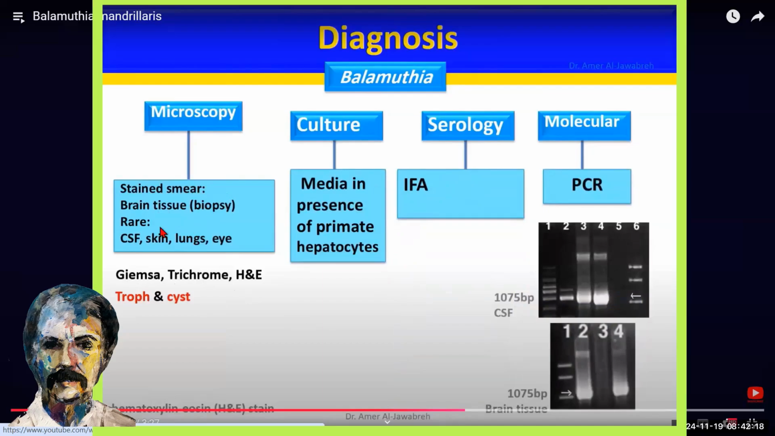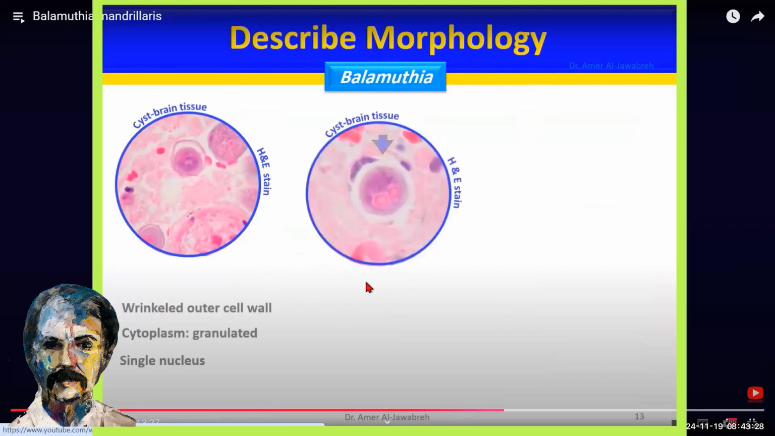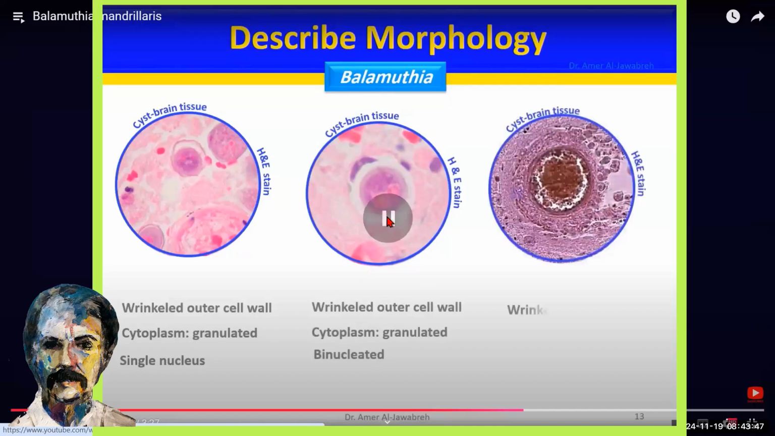Brain tissue biopsy, rarely can we see it in CSF or skin or lungs or eyes. This is very rare, but mainly in the brain tissue, where they take biopsy. Look, here we have a cyst, and we have the wrinkles around. Blue arrows here, cytoplasm granulated. We have here 2, all of them cyst, brain tissue. Wrinkled outer cell wall, this here. Cytoplasmic granulation, this here. Binucleated, this is one nucleus, and this is a second one.